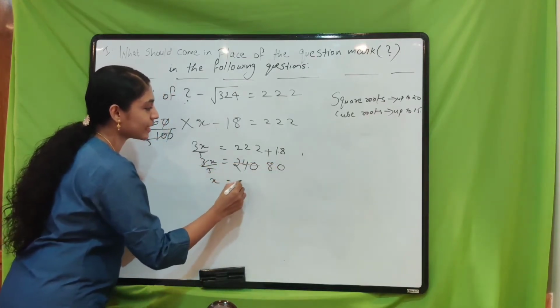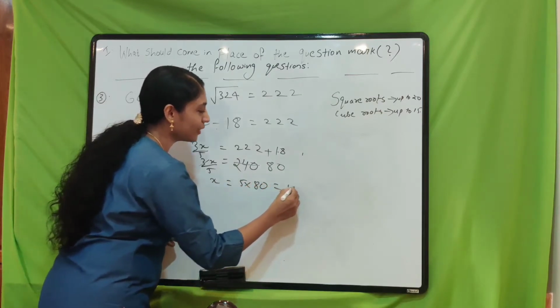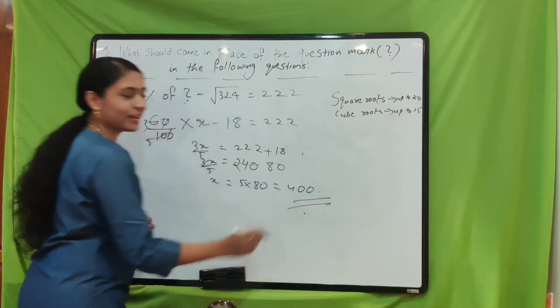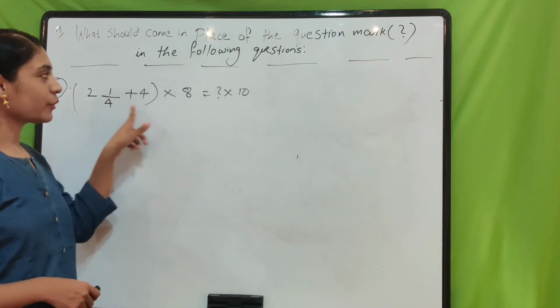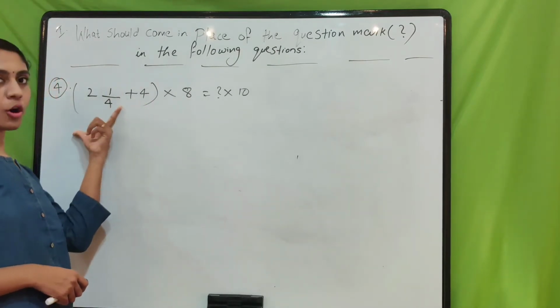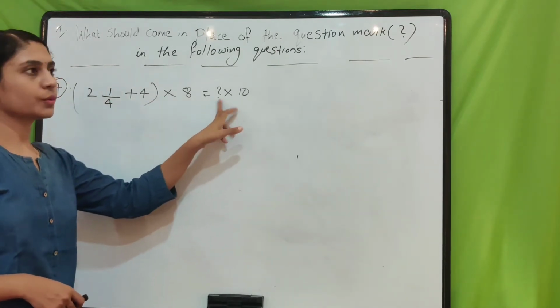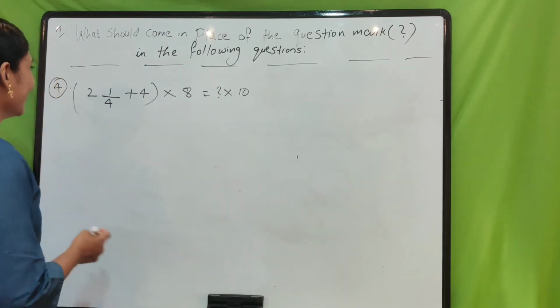So from here, x is equal to 5 into 80, which is nothing but 400. So simple, right? Now fourth question. 2 1 by 4 plus 4, and this into is common to this term, right? Into 8 is equal to question mark into 10. Okay. This is so simple.